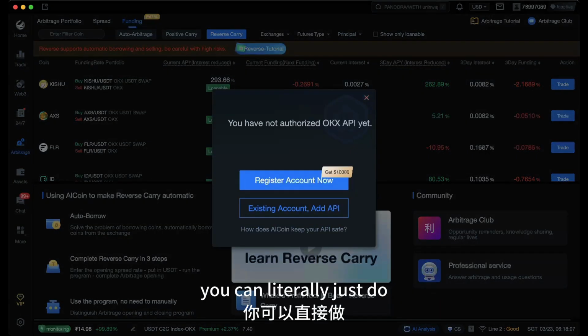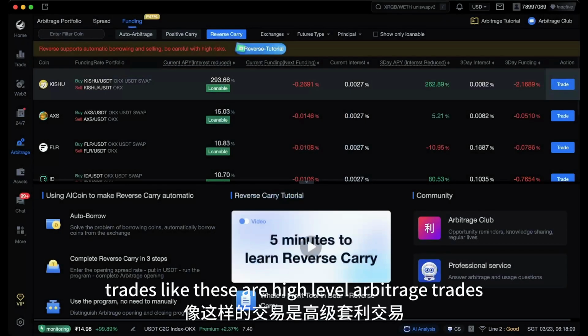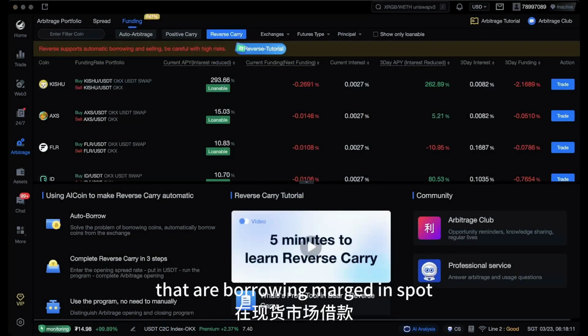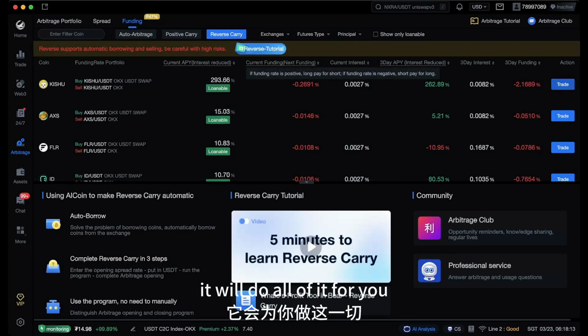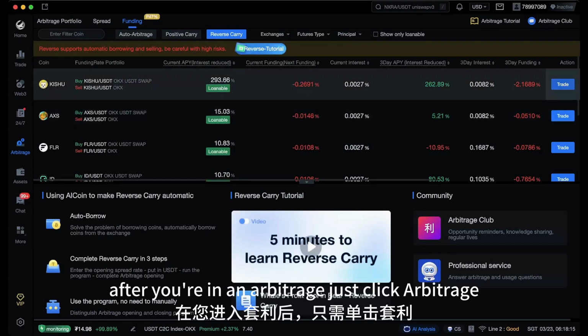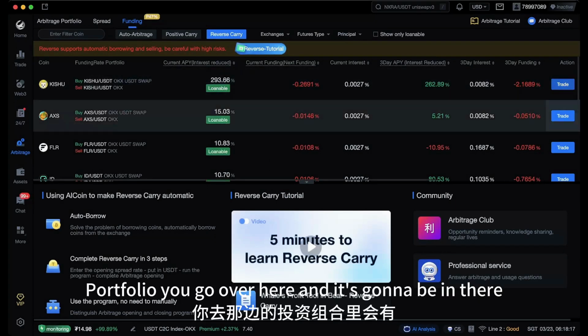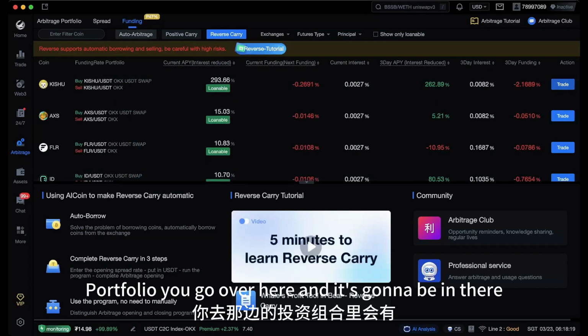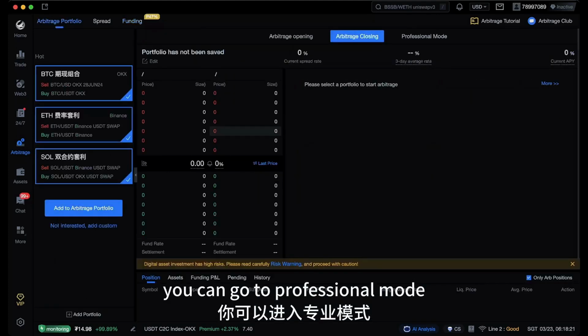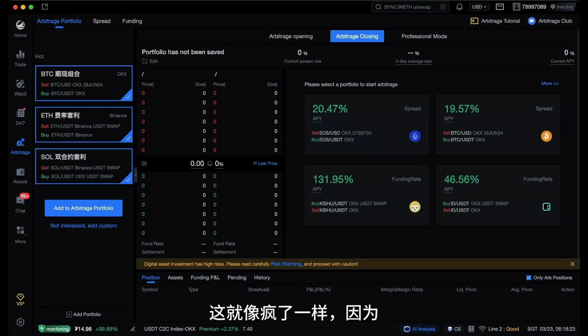So I'm going to connect my OKX account, but when you have your OKX account connected, you can literally just do arbitrage trades. These are high level arbitrage trades that are borrowing margin spot. It will do all of it for you. And then after you're in an arbitrage, just click arbitrage portfolio. You go over here and it's going to be in there.